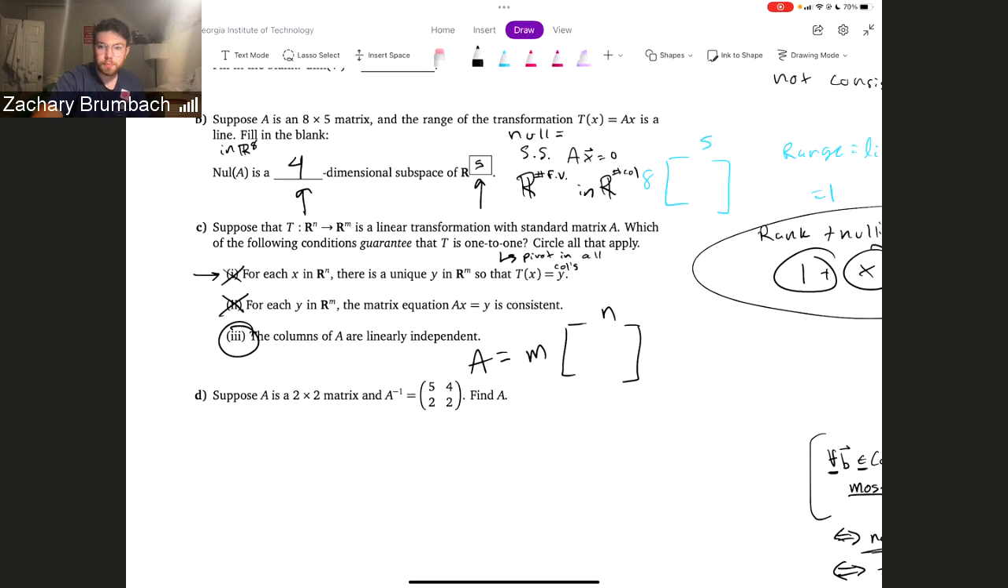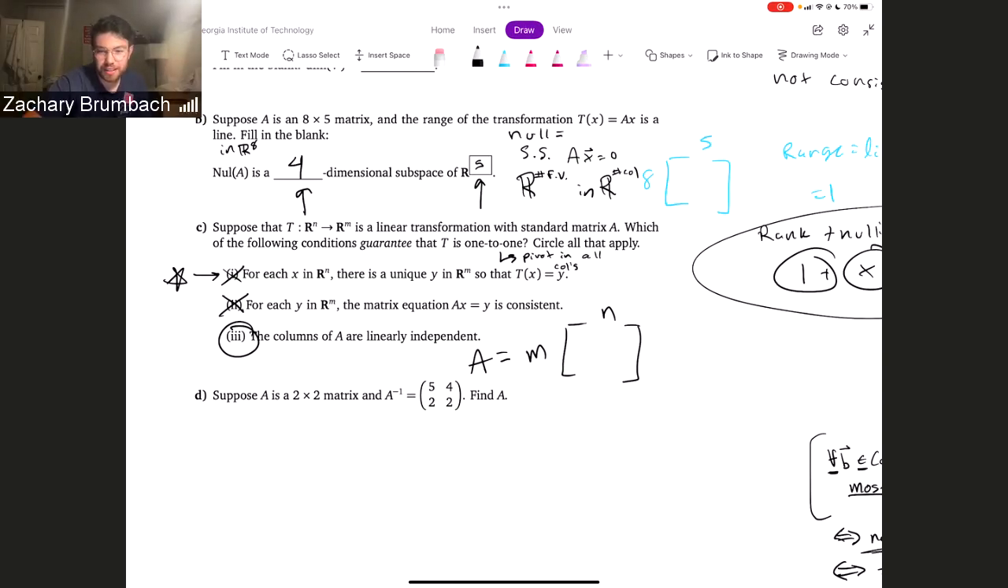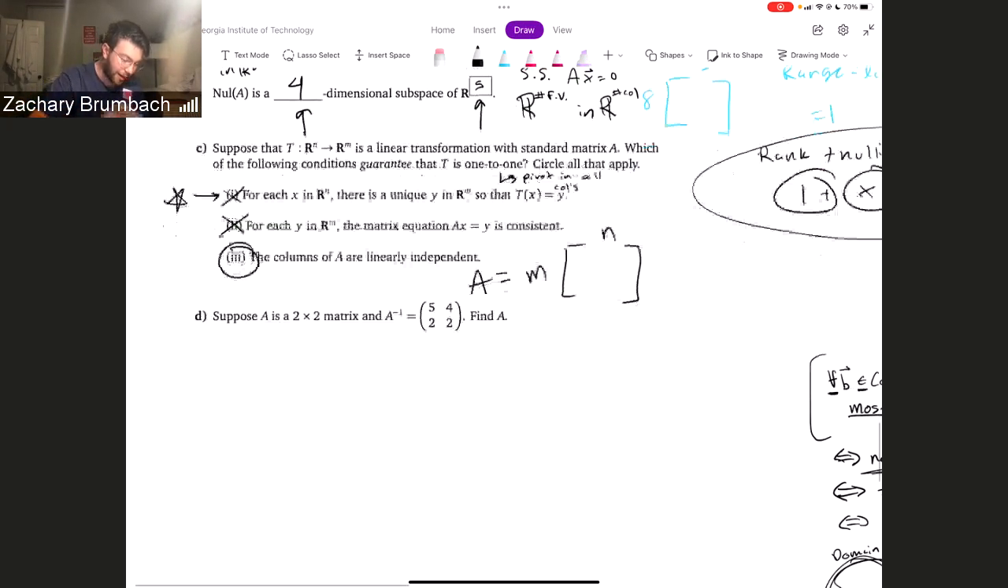Questions on that one? Yeah, this verbiage is bad for 1. I have a question. Yeah, go ahead. Could you go a little bit further into why 1 is incorrect? Yes. So does that mean there's a pivot in every row for the last one? It would for 1 if it was square.